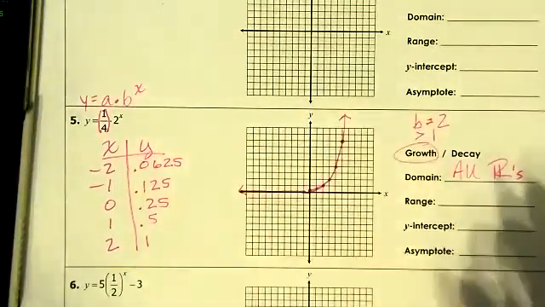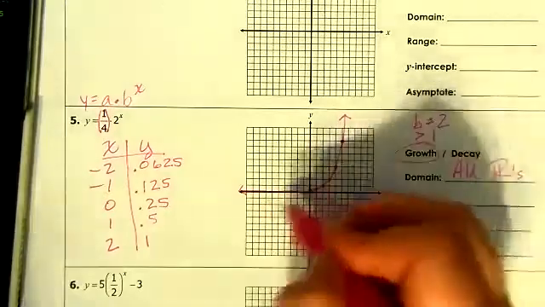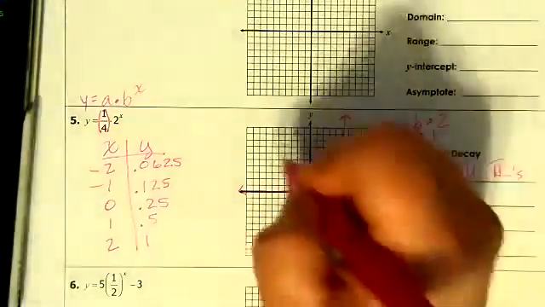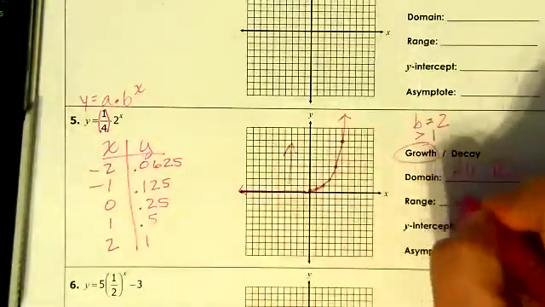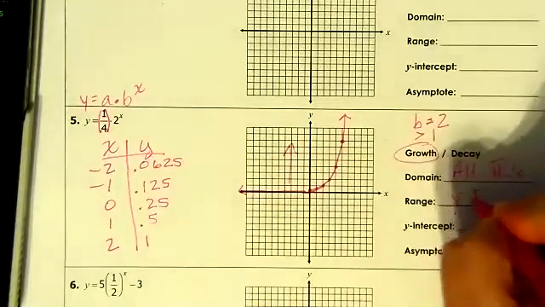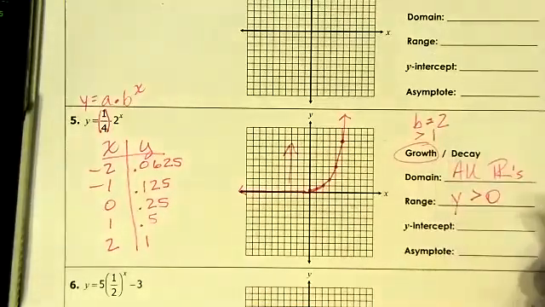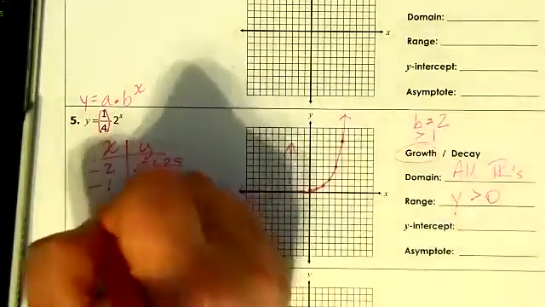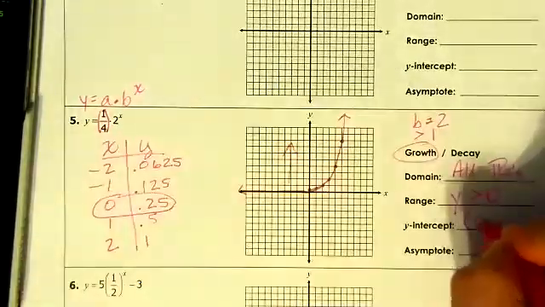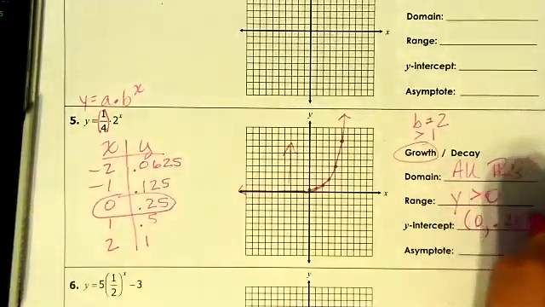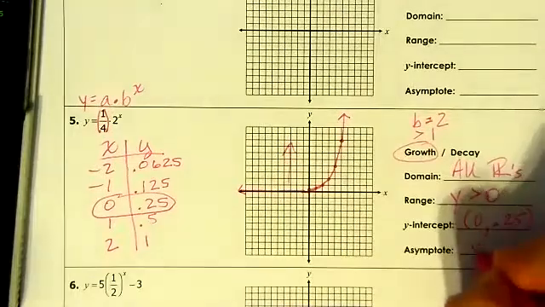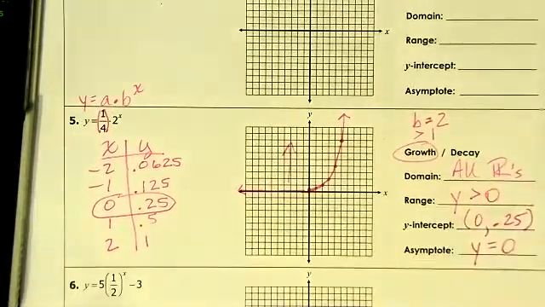There's my graph. So we'll notice this is definitely a growth. It is increasing. Okay, my range is everything up here. So it's going to be y is greater than 0. The y-intercept is 0, 0.25. The asymptote is y equals 0.